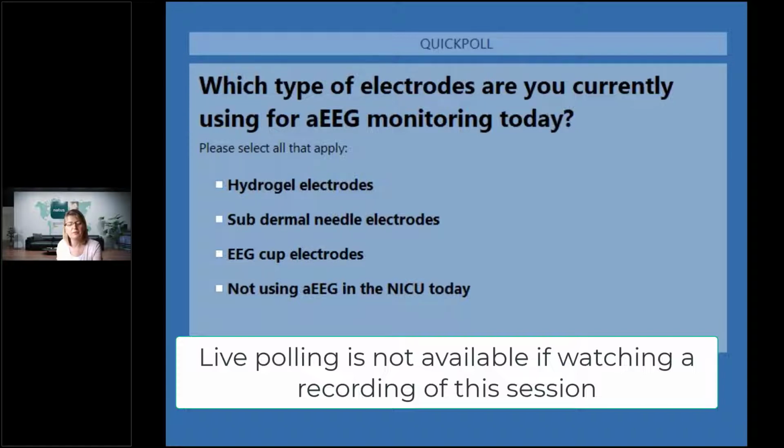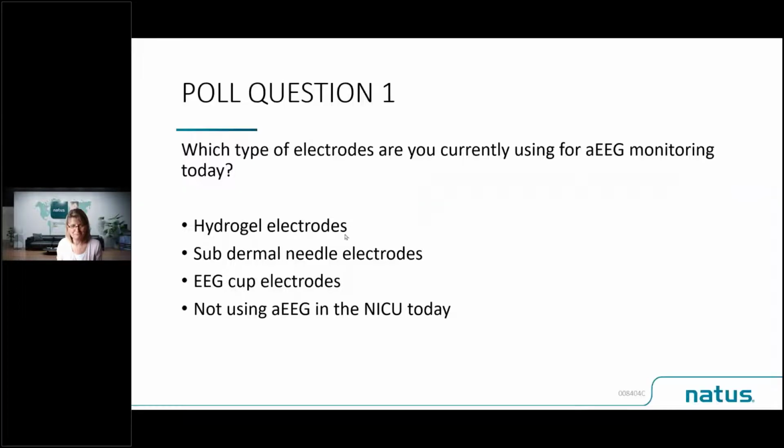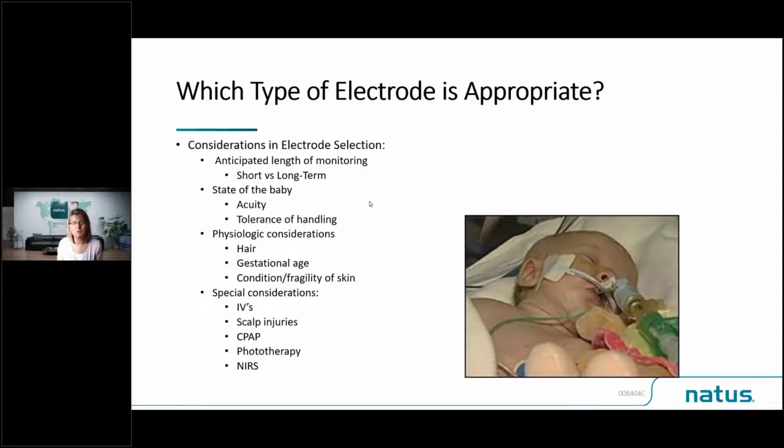So if you want to make your vote, let's see, 40% of people have said that they're using hydrogel electrodes, 45% subdermal needles, 23% are using EEG, and there's a few people online today who are currently not using aEEG in the NICU. Well, hopefully by the end of today's session, and you realise how easy it is to manage the electrodes, this will entice you to the benefits of using aEEG in the NICU. Okay, so let's move forwards.